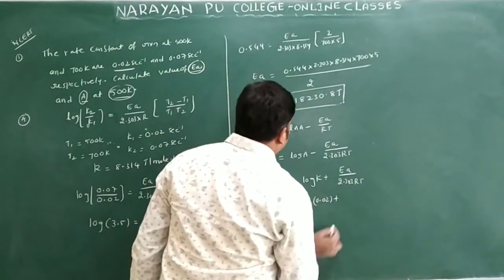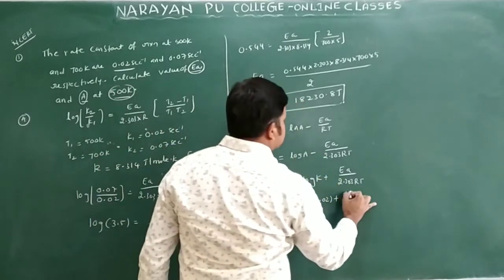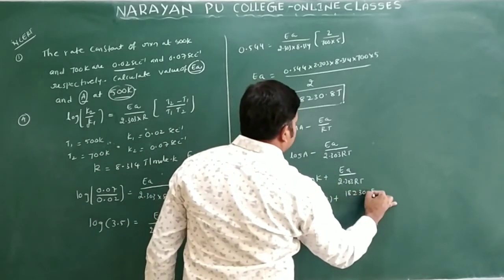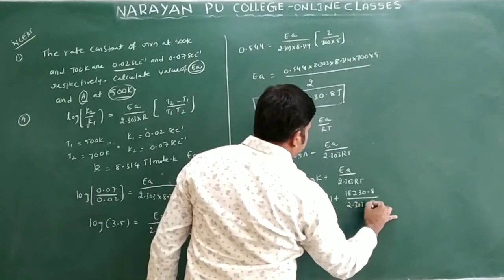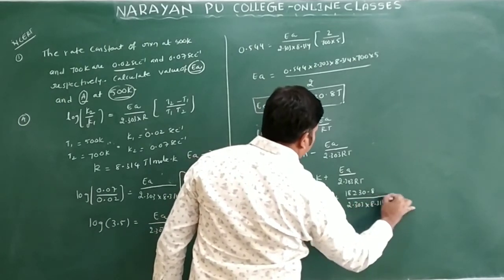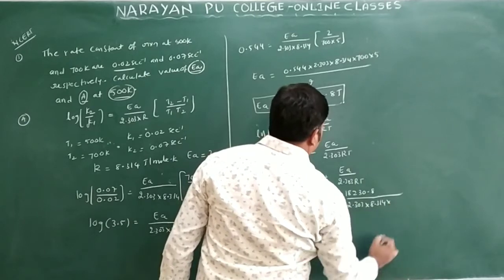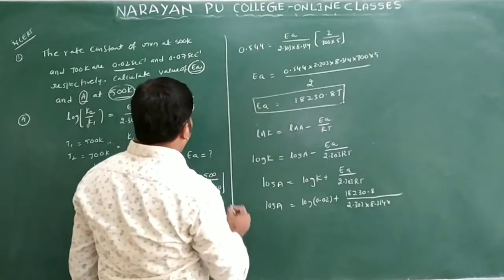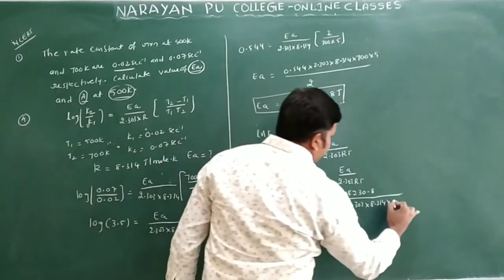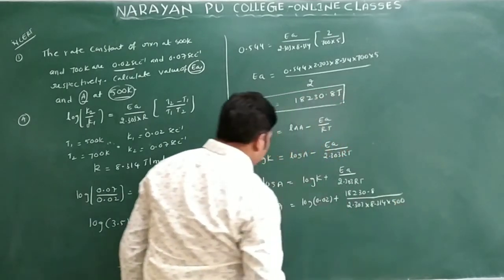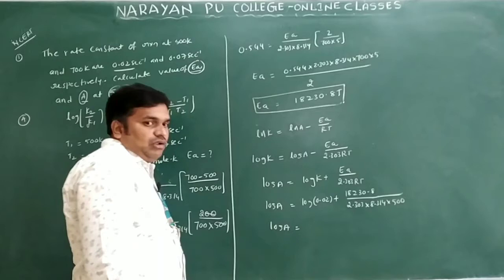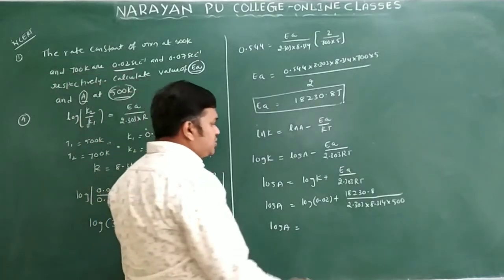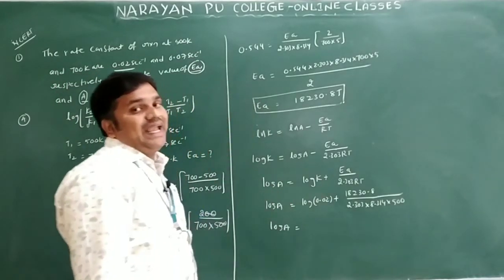Plus, what is the activation energy you got here? This is 18230.8 by 2.303 into 8.314 into the temperature, at 500 Kelvin. Clear? Now we can check log A. And the value of log 0.02 is a negative value.